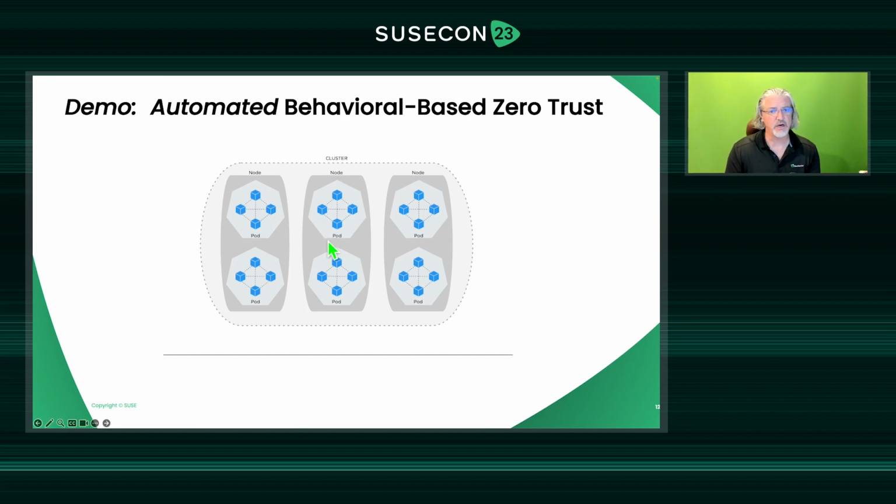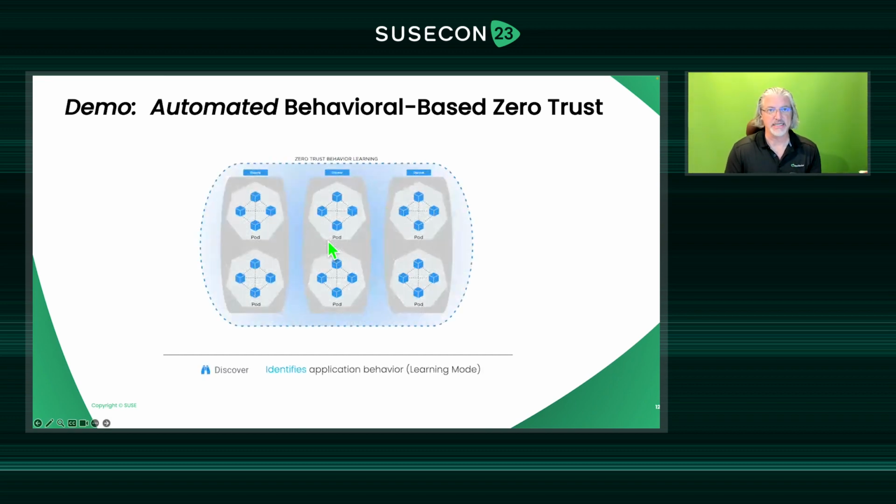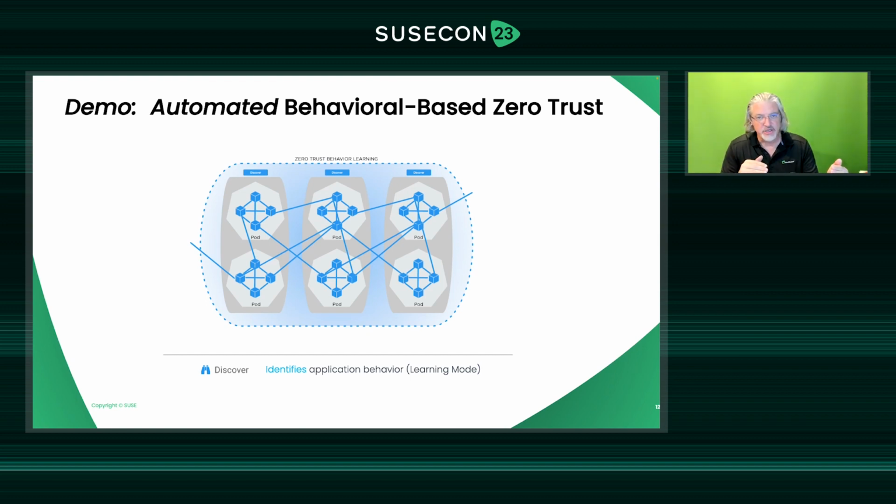The way NeuVector works is we have what's called a discover mode. The discover mode is going to learn all of the network connections and processes that are going to run inside of the cluster. It's going to learn and create policies, those allow rules, based on what it sees. That doesn't mean that it sees good or bad. It just sees what it sees and creates rules for those. We can look at those rules and say, yeah, that all looks right, that's what the application does. And that becomes our baseline for our zero trust.